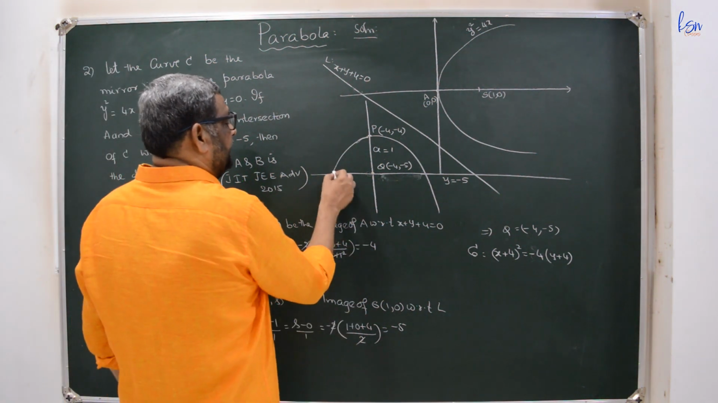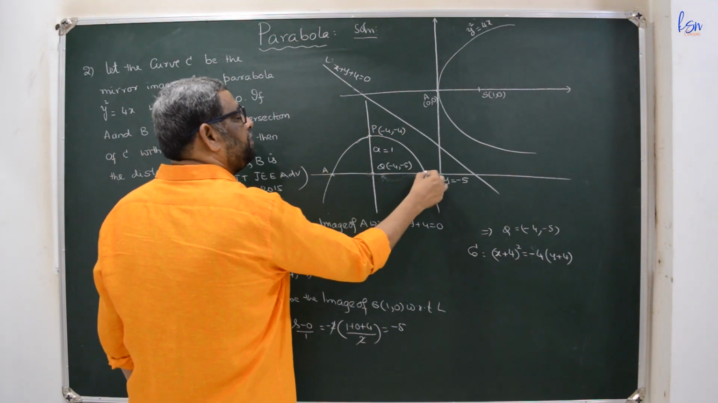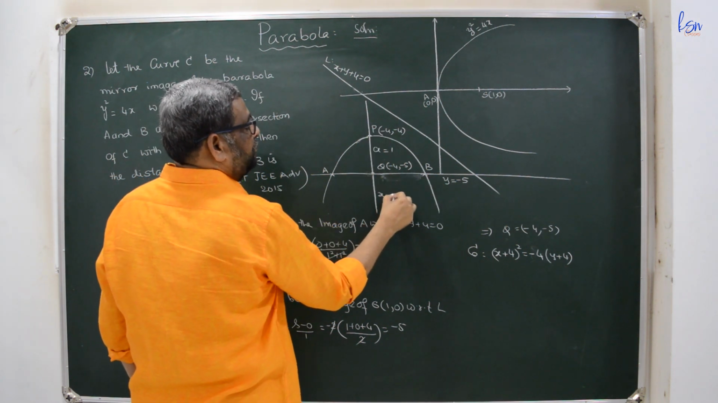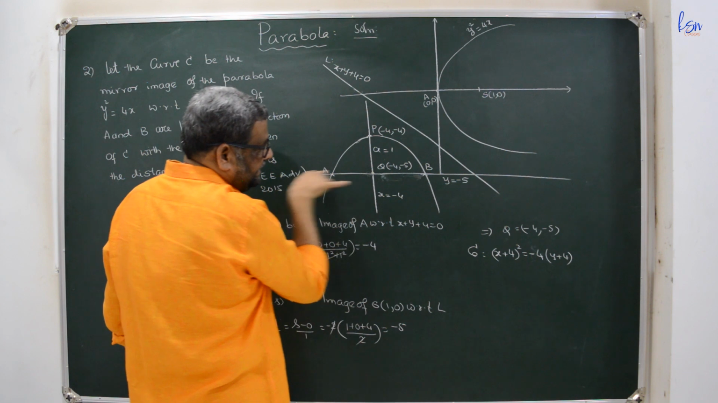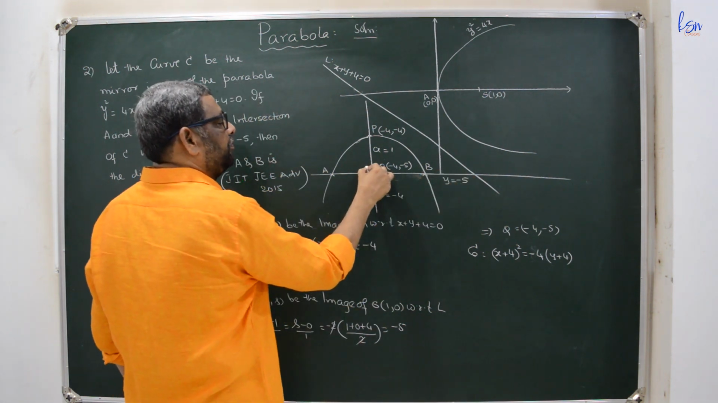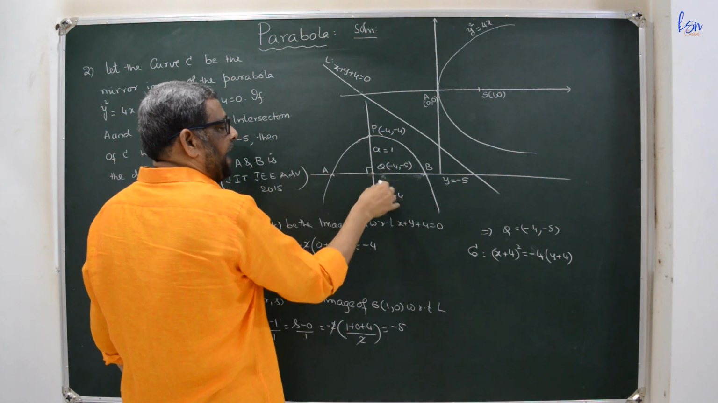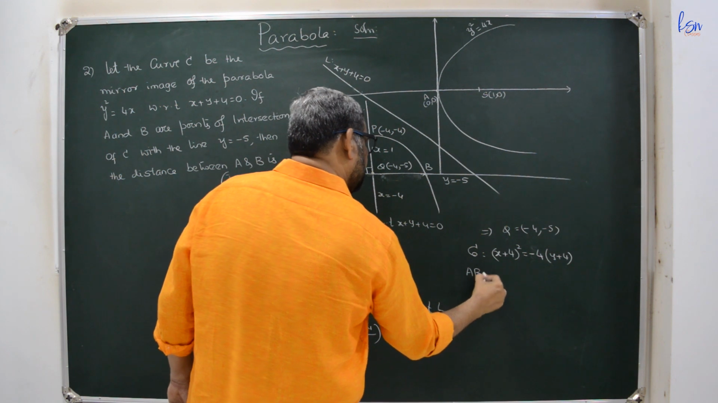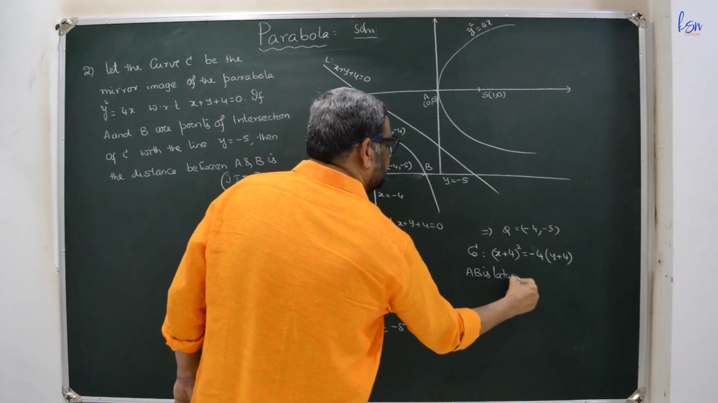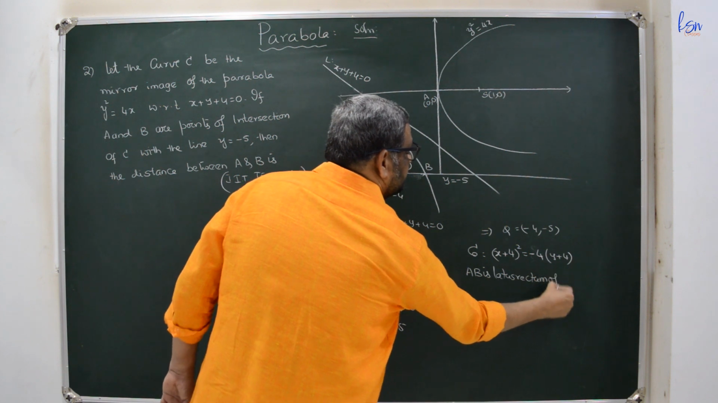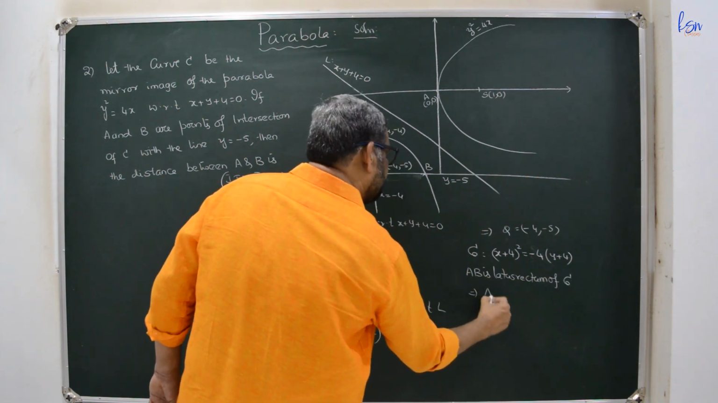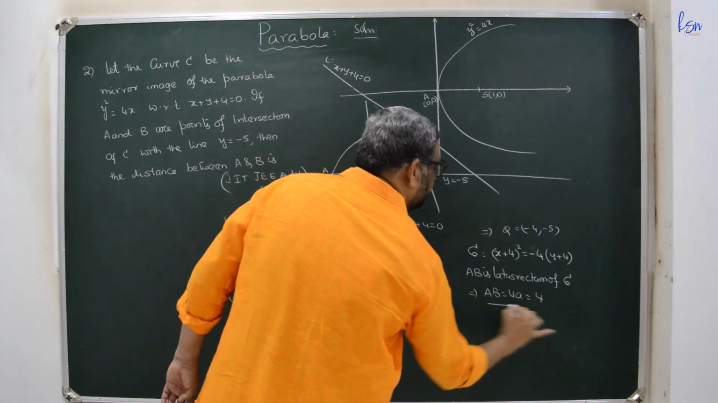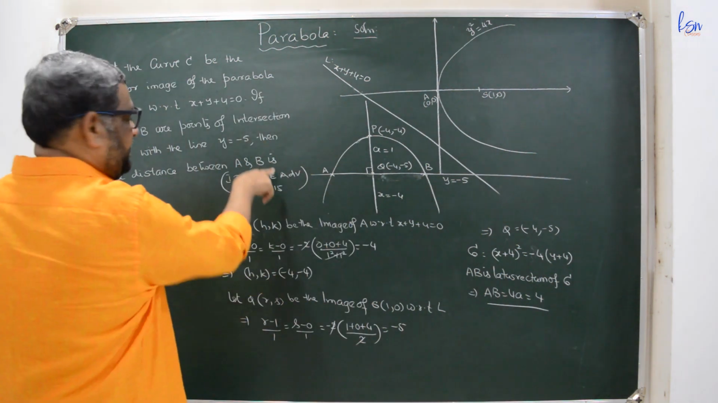Now here, this is the point A and this is the point B. This line is y equal to minus 5, and this line is x equal to minus 4. This is a line parallel to the x-axis. These two are perpendicular. Therefore, this line is perpendicular to the axis and passes through the focus. Therefore, AB is the latus rectum of C. Therefore AB is equal to 4A, where A equal to 1. So the length of AB, the distance between A and B, is 4.